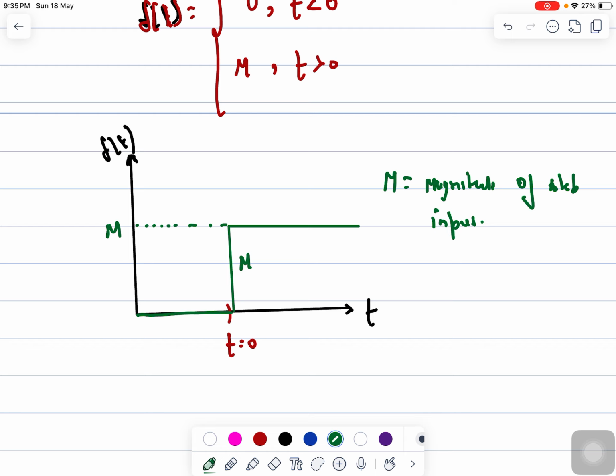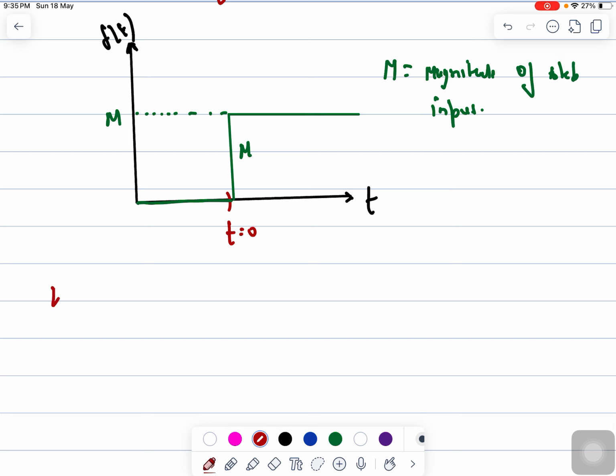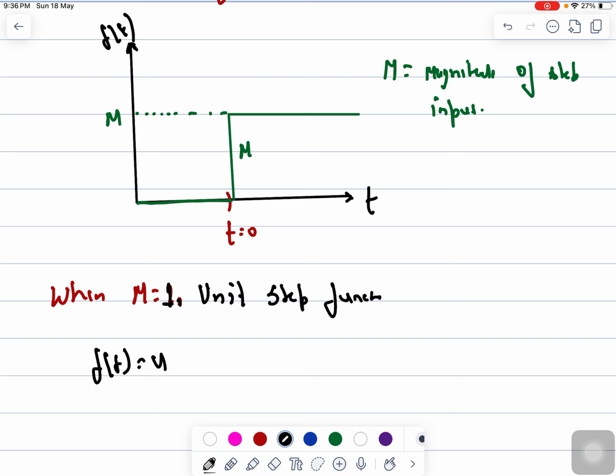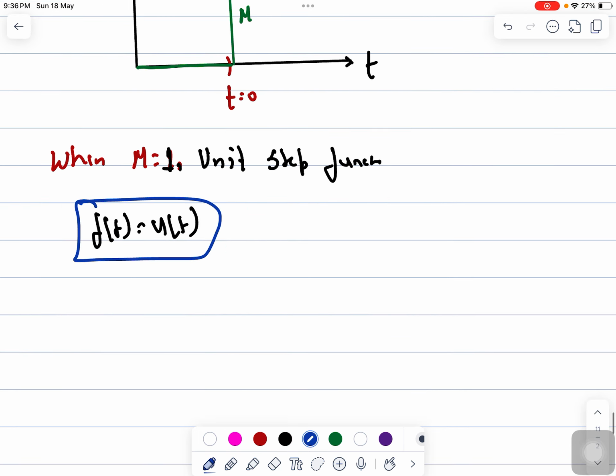And now sometimes, when m equals 1, then this is called the unit step function, because the magnitude is 1. Then f(t) will be called u(t). So wherever you see u(t), this is called the unit step function. Is that clear?